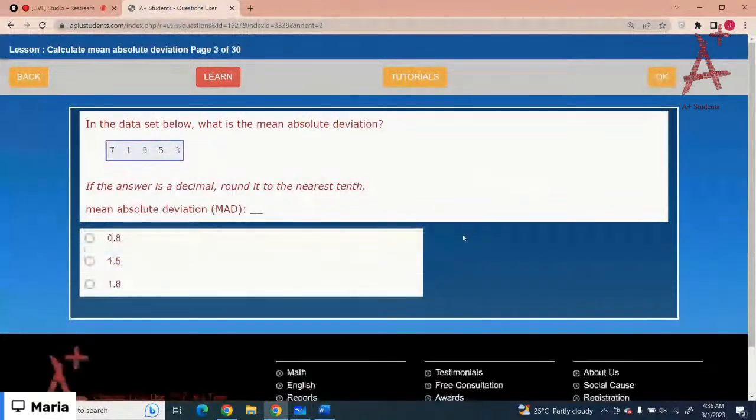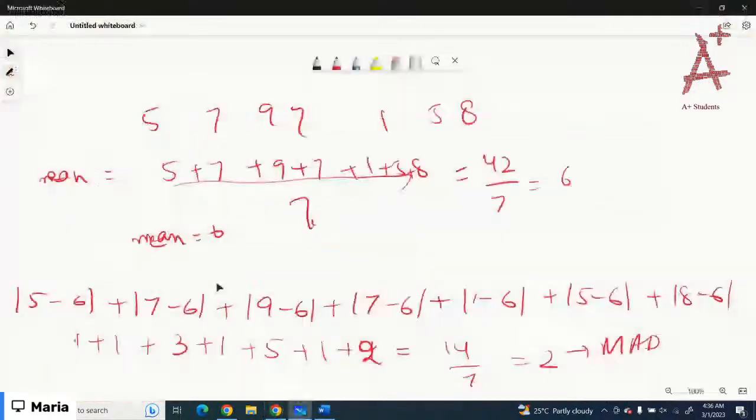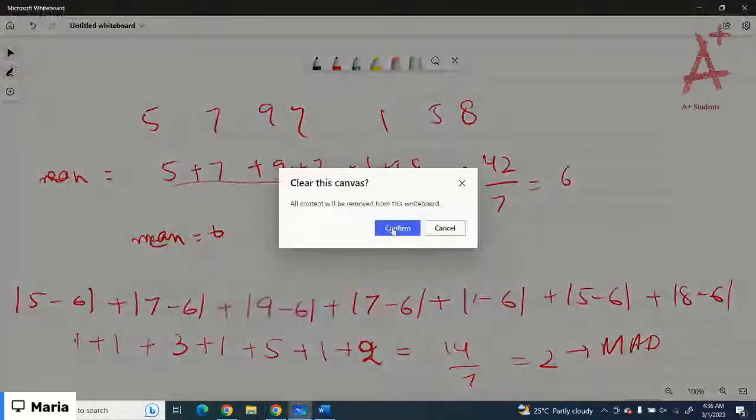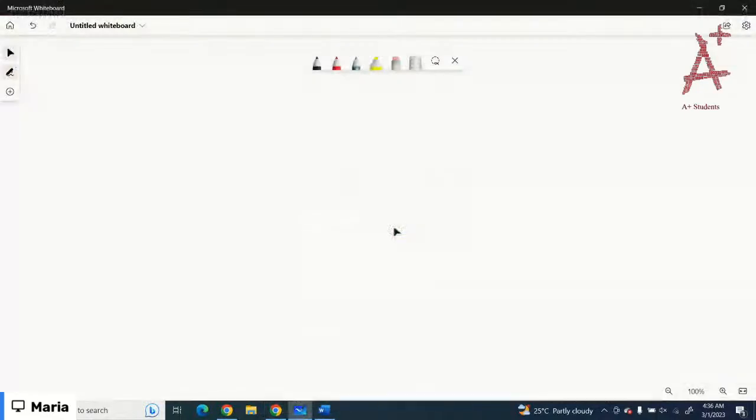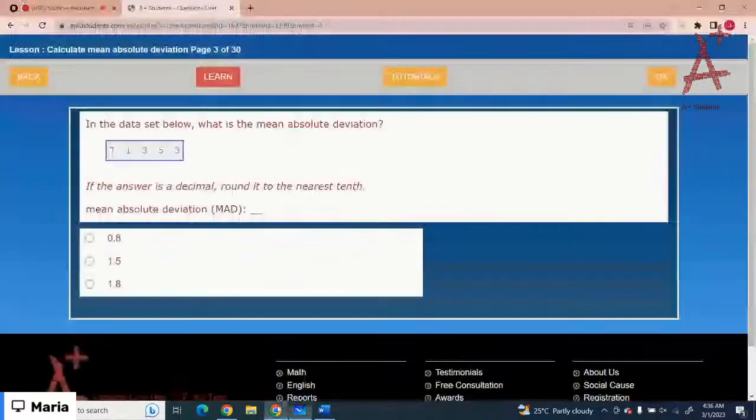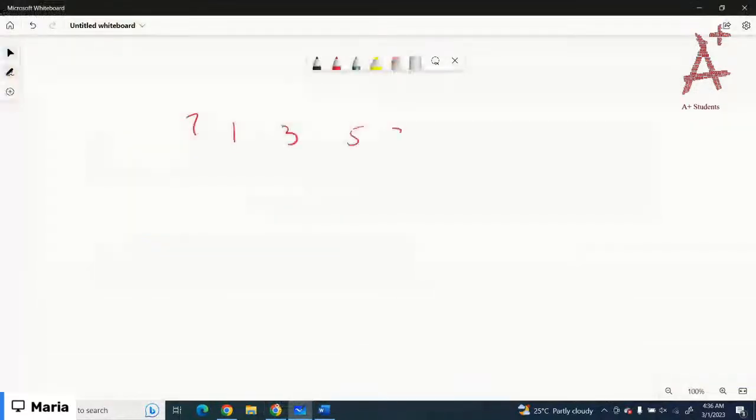Okay, the next one is: in the data set given below, what is the mean absolute deviation? 7, 1, 3, 5, 3. You have to follow the same steps. First of all, you have to calculate the mean. Add them all: 7, 1, 3, 5, 3. It is 8, 9, 10, 11, 12, and 7, 19. And 19 divided by 5.